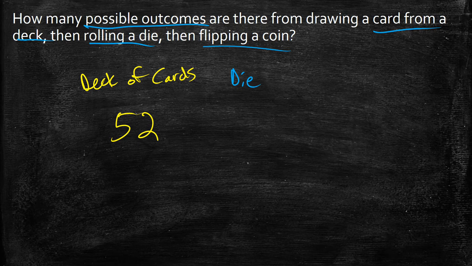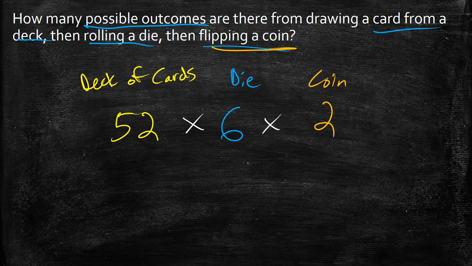We know a die, a typical die, if it doesn't tell you how many sides it has, just assume that it has 6. And we also know that a coin has 2 sides, all the coins I've encountered at least. And we can, if you recall, multiply these together, and we will get all the total possible outcomes. I'm just typing these into my calculator, 52 times 6 times 2. This will actually give us 624 possible outcomes when you draw a card from a deck, then roll a die, and then flip a coin. And what you'll also notice is if you do this in any other order, you will still get the same number of total outcomes.